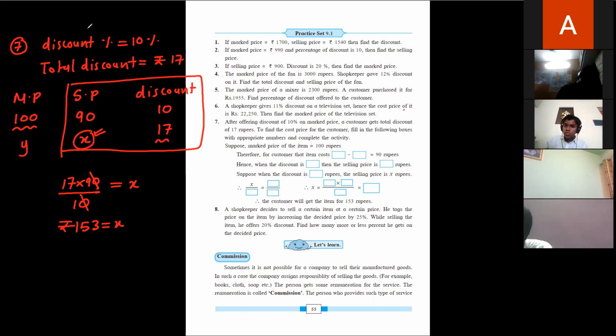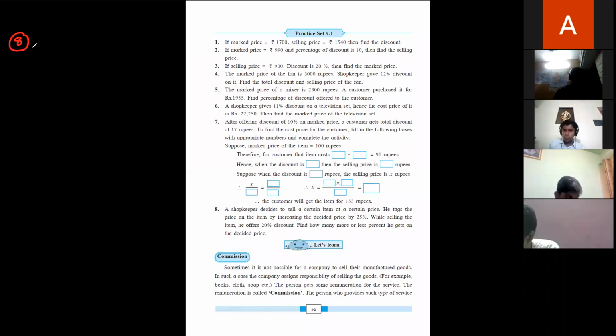I hope this part is very clear. A shopkeeper decides to sell a certain item at a certain price. He tags the price on the item by increasing the decided price by 25%. That means the mark price, over here, initially, it was what? 100. But he is increasing the price. So he is increasing the price by how much? Is increasing the price by 25%.